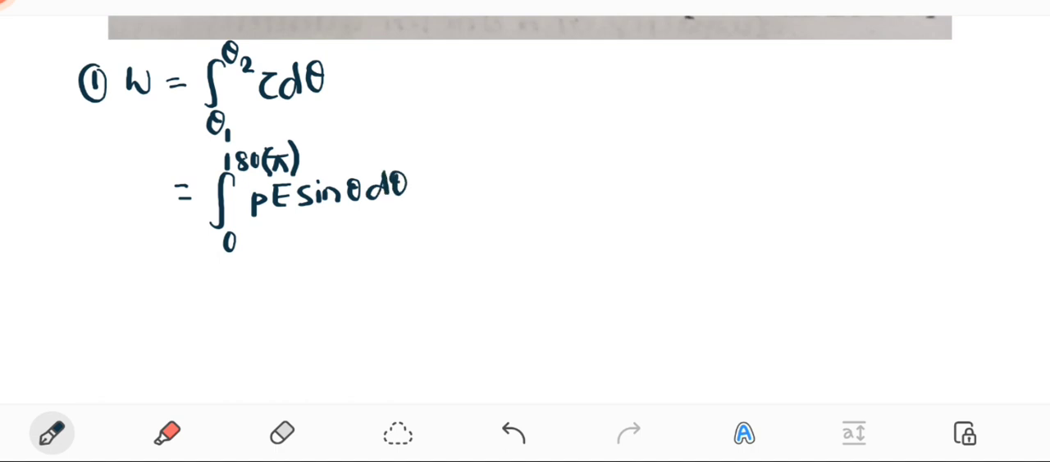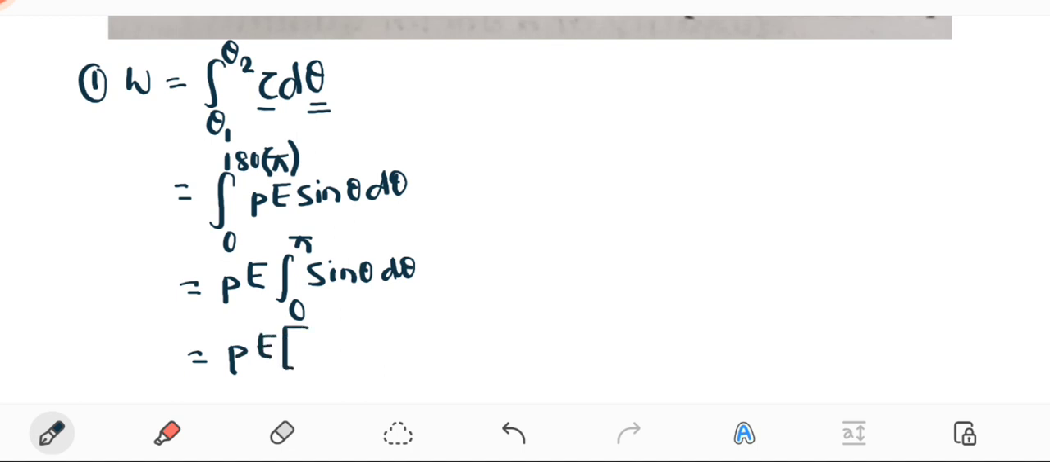Why are we taking pE sine theta in place of tau? Because we are supposed to be integrating with respect to theta. Now when we integrate it, p and E are kept constant, so from 0 to pi the integration of sine theta d theta can be written as pE times the integration of sine theta, which is minus cos theta from 0 to pi.